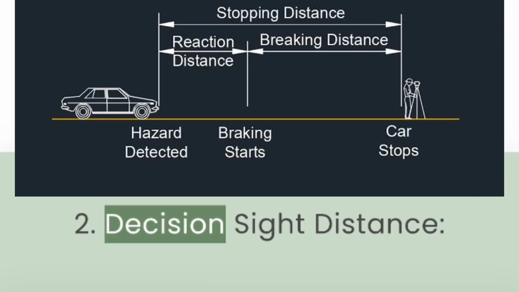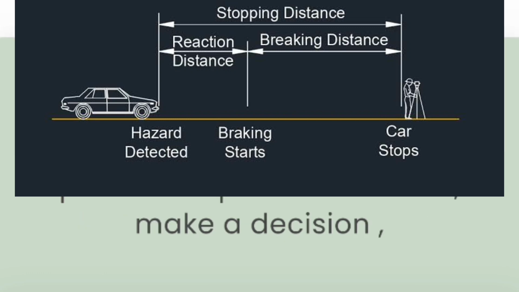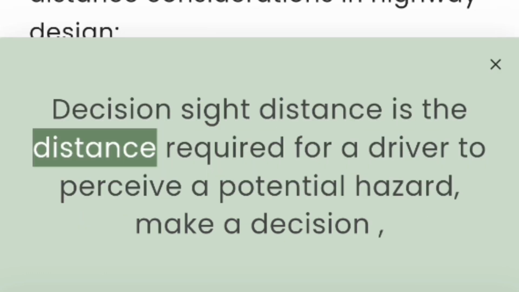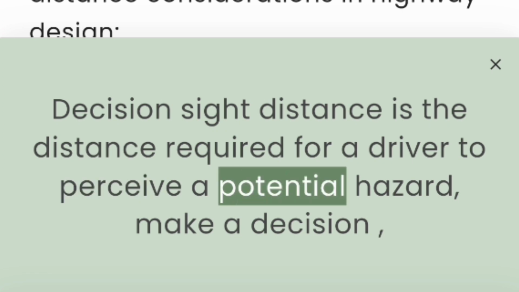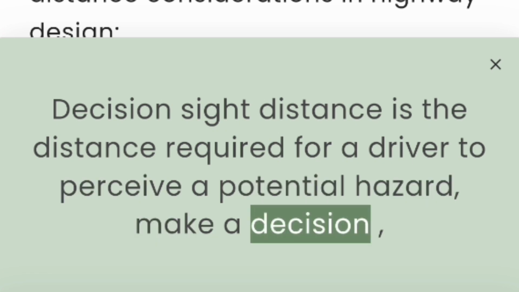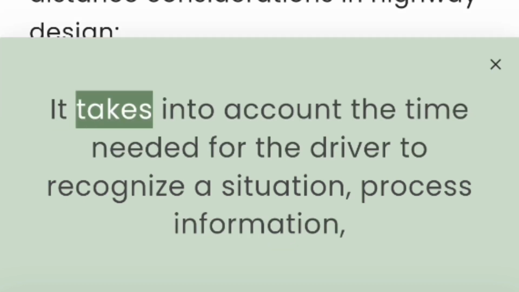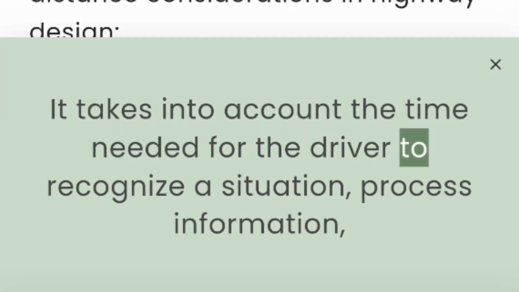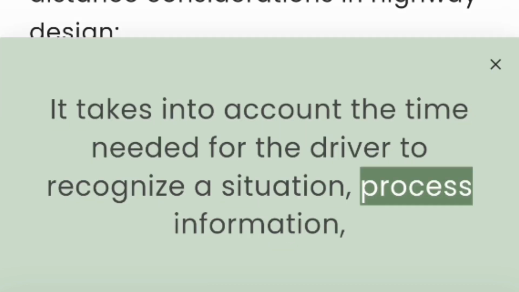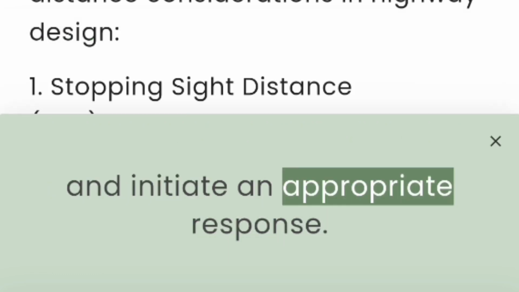2. Decision sight distance. Decision sight distance is the distance required for a driver to perceive a potential hazard, make a decision, and execute that decision safely. It takes into account the time needed for the driver to recognize a situation, process information, and initiate an appropriate response.